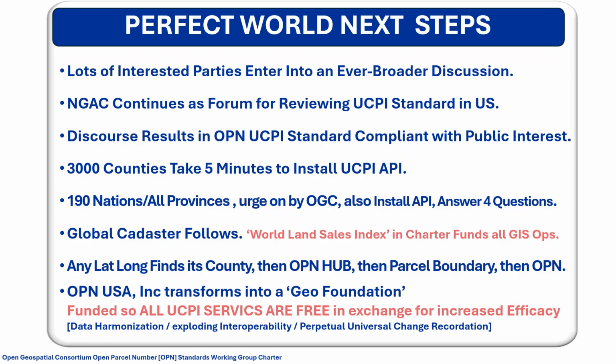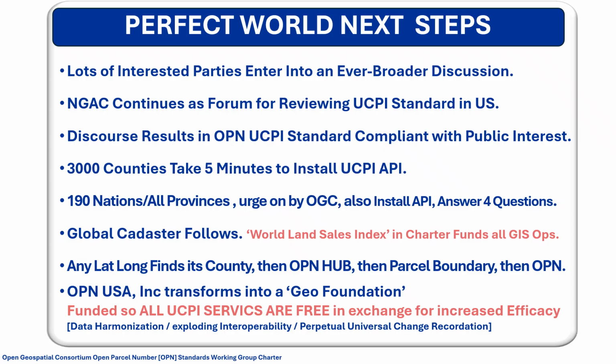In a perfect world, the next steps are lots of interested parties enter into ever broader discussion. NGAC continues as forum for reviewing the UCPI standard in the US. Discourse results in an OPN UCPI standard compliant with public interest. 3,000 counties take 5 minutes to install the UCPI API. 100 nations, all provinces, urged on by OGC, also install the API. Answer 4 questions. Global cadastre follows.